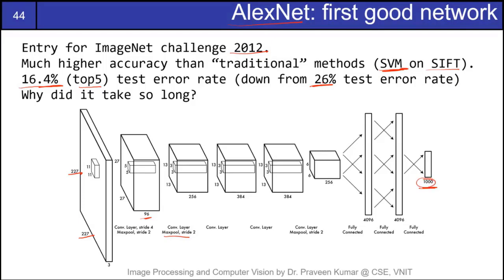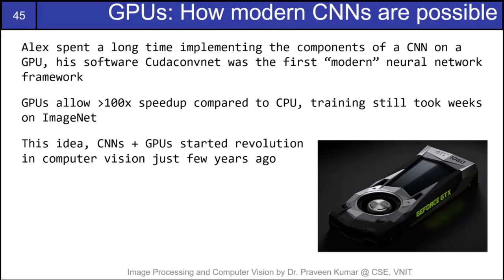Why did it take so long? Why only 2012? Why not before? Because GPUs, which were earlier used only for rendering purposes, were not available for this, and they started coming for general purpose computing. GPU cards and architecture started coming around 2007 and 2008 for general purpose computing.